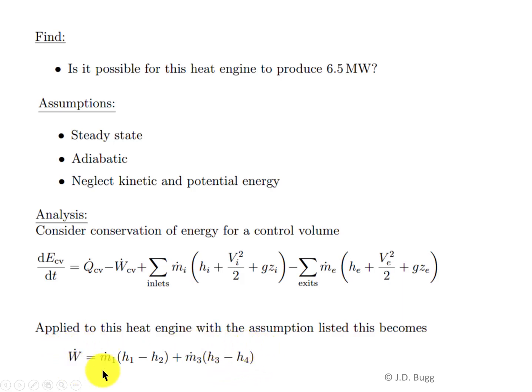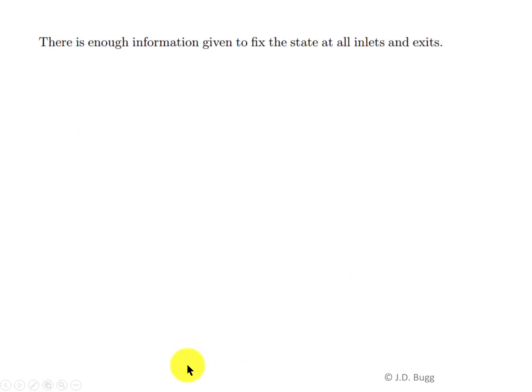So that's the simplified version of this equation for this problem. Now if we take a look at this, we actually have enough information to find all of these H's. And we were given the mass flow rate of the air. But the problem we have is we don't know the mass flow rate of the water. So there's enough information given to fix the state at all the inlets and exits, but the mass flow rate of the water is not known. So we'll have to set this equation aside for a moment and find the mass flow rate of the water.